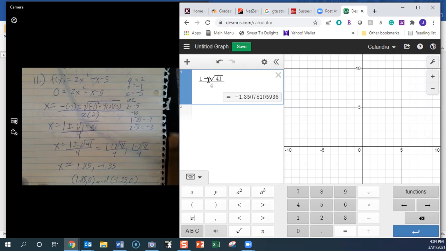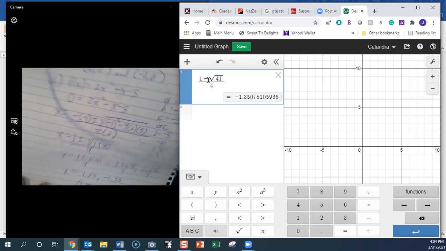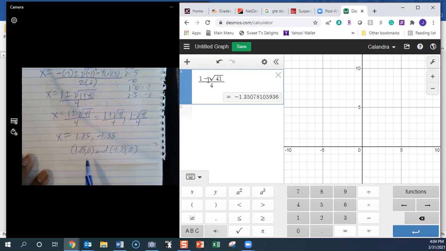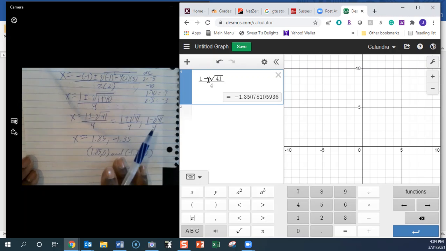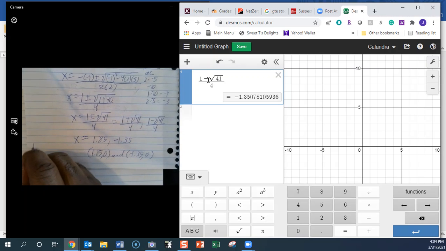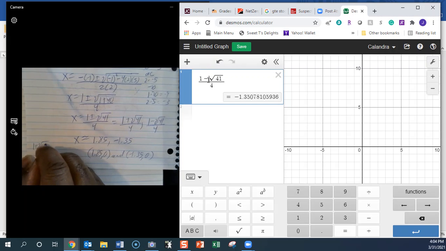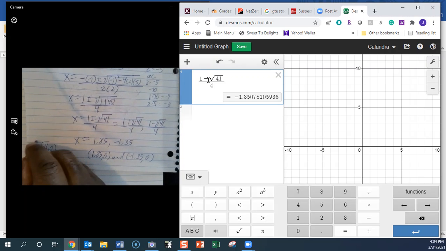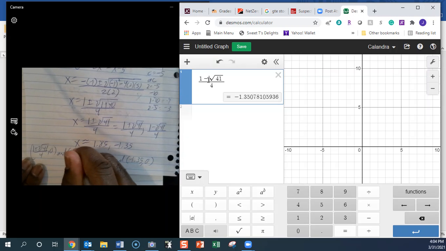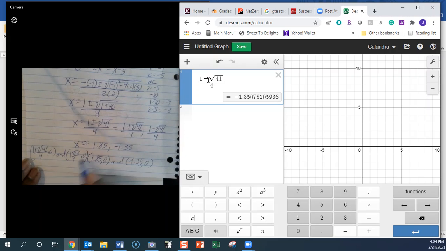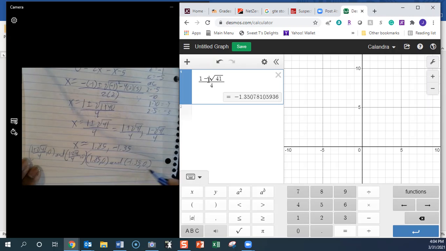But if they wanted us to keep it as an exact value, this is how you would write the exact value. I actually didn't leave myself enough room, but I'll write it over here. The exact value would be 1 plus the square root of 41 all over 4 comma 0 and 1 minus the square root of 41 over 4 comma 0. This would be the exact value. This would be the estimate. This would be the exact value. It just depends on what they ask you for.